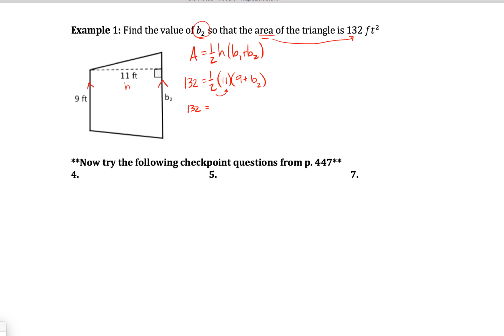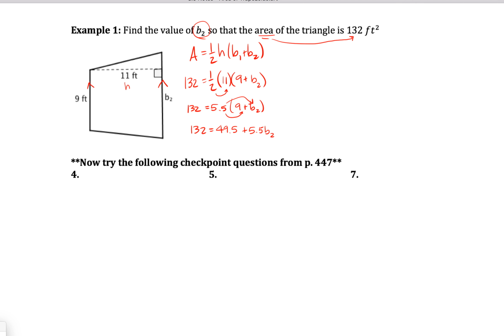We're going to have 132 equals 5.5, that's half of 11, times the quantity 9 plus B2. Now what I could do right here is I can go ahead and distribute the 5.5 into this quantity right here. So that'll give me 132 equals 5.5 times 9, which my calculator would tell me is 49.5, plus 5.5 times my base 2.